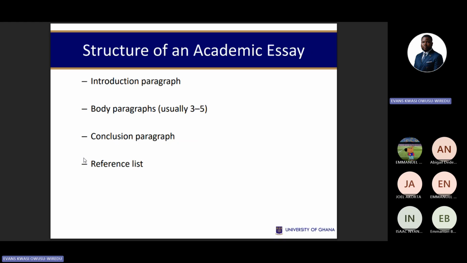Structure of an academic essay. What is the structure? We learned the structure of a paragraph, right? That it follows a particular format. It must have a topic sentence. It must have supporting sentences. You see transitions and concluding sentences, right? Concluding and transitioning words, right? And then the extra one that is normally added for essays.